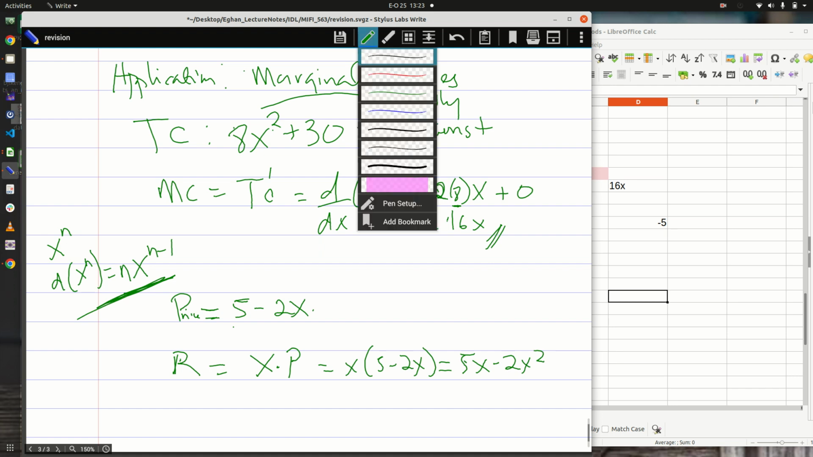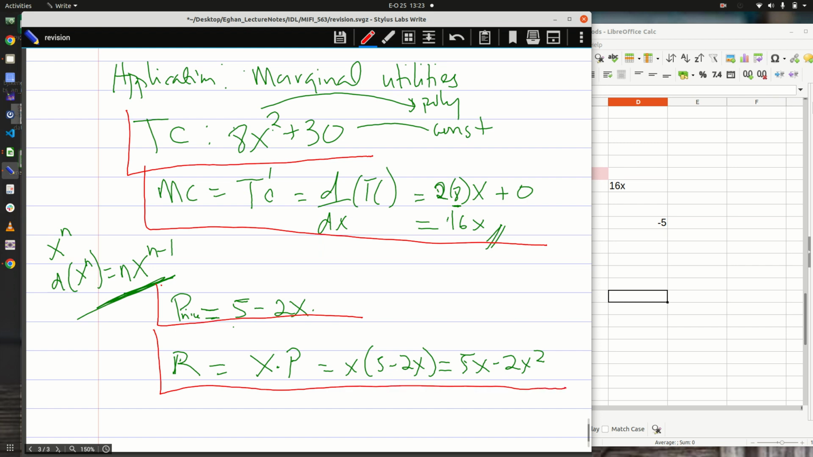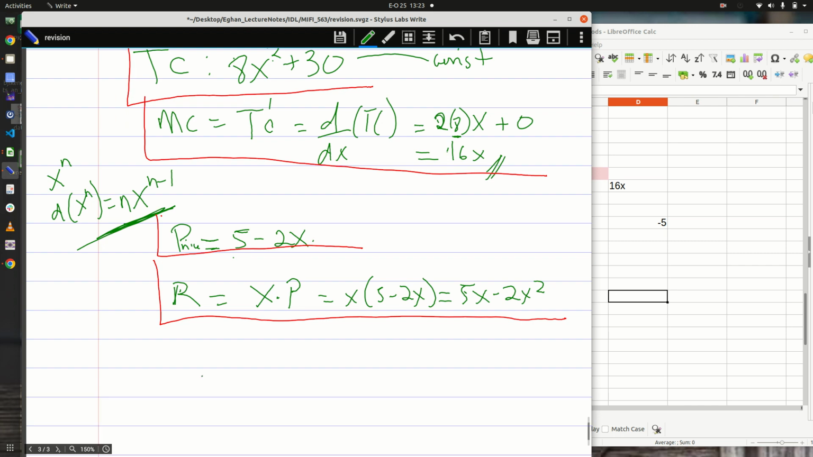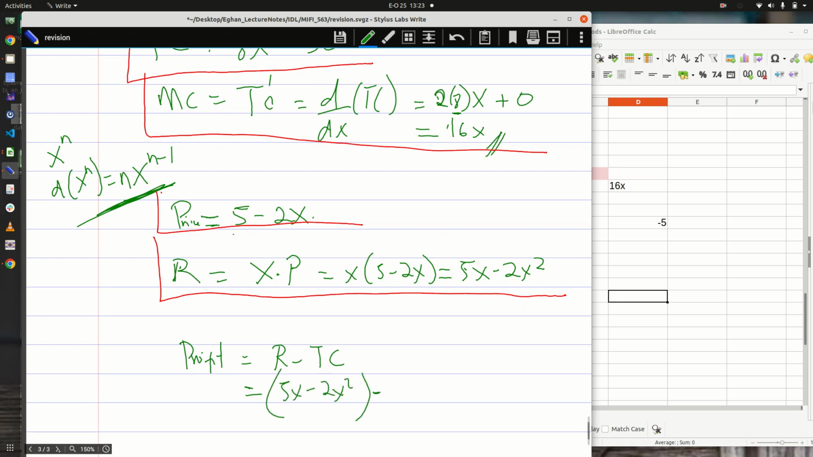So I found the total cost and then the marginal cost as that. I found the price and the revenue function as that. And the next thing to find is my profit. Profit will be revenue minus total cost. This is simple, marketing strategies we know. Where my R is 5x minus 2x squared, minus my total cost function, which is 8x squared plus 30.